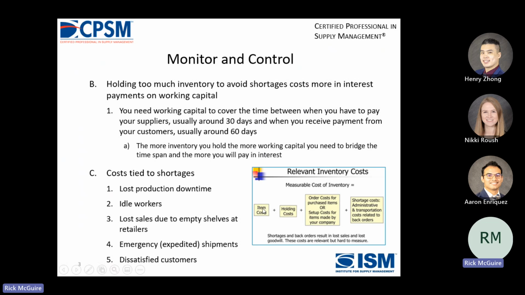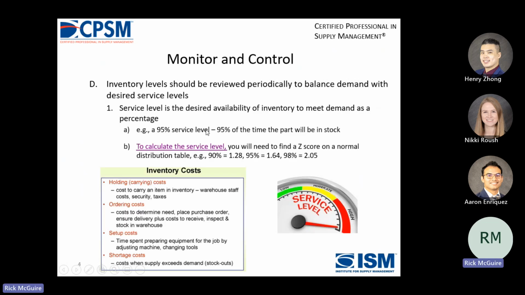Measurable cost of inventory: item costs plus inventory holding costs, order costs, and shortage costs. That's another way of looking at it. Inventory levels should be reviewed periodically to balance demand with desired service levels. Service level is desired availability of inventory to meet demand as a percentage. So if you want to have a 95% service level, that means 95% of the time the part will be in stock.